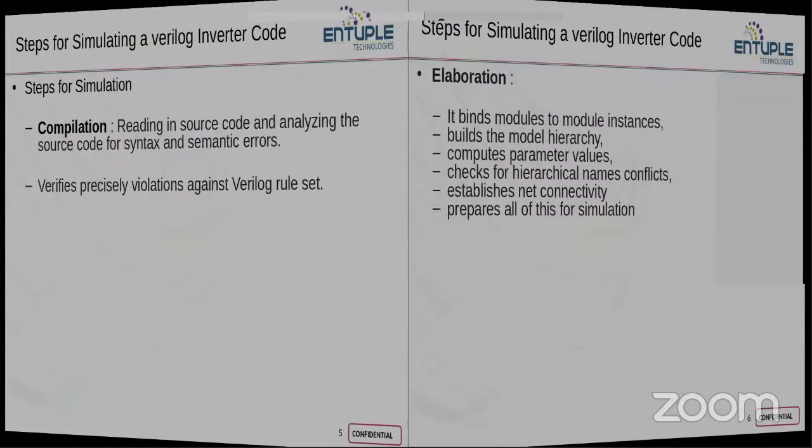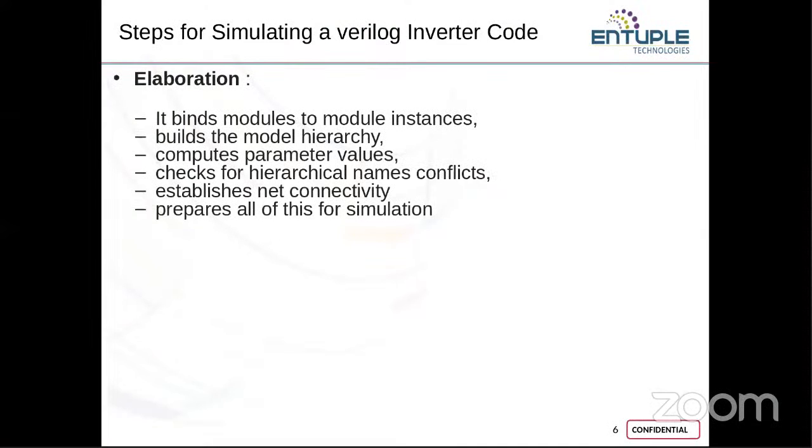The next step is your elaboration. In this elaboration stage, the tool will consider what modules are available in the design, and it will check what the top module or hierarchical module is in the RTL code. It will check your connectivity issues, and along with that it will prepare the results for your simulation. So that is your elaboration.